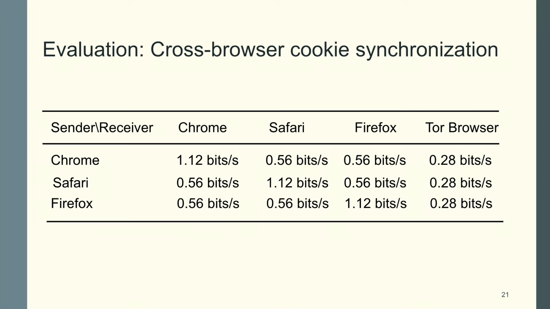So according to the result, we can find that for the same browser, like Chrome to Chrome, the speed can reach 1.12 bits per second. And for different browsers, like Chrome to Safari, the speed can reach 0.56 bits per second. And the Tor browser is the hardest part. The speed can reach 0.28 bits per second.